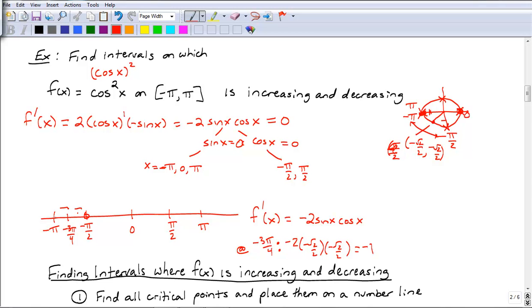These are my critical points. I'm going to put circles around them so I remember. This is where there's no change, and so I put circles around them.